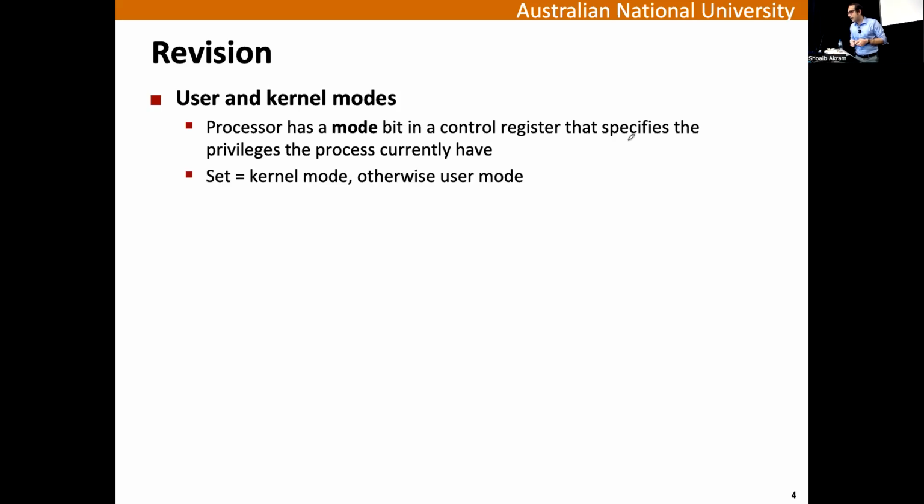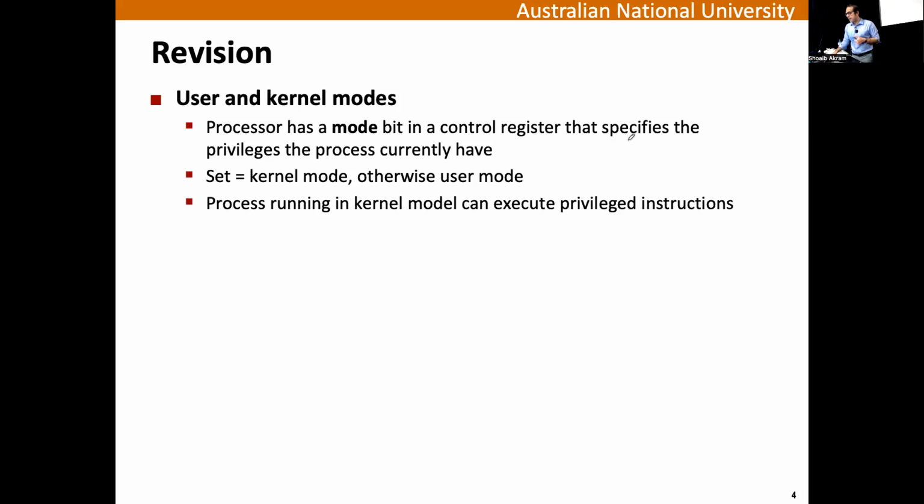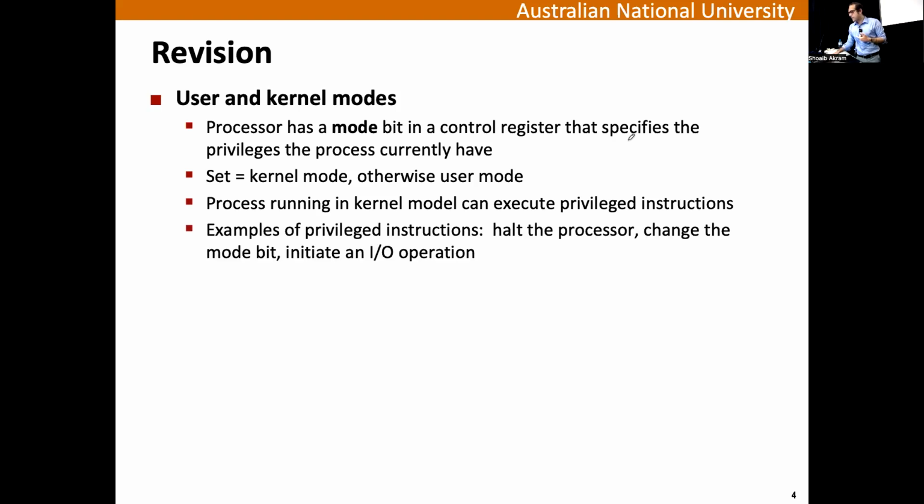So when this mode bit is set, the process is running in kernel mode. And when this mode bit is not set, the process is running in user mode. And so a process running in kernel mode can execute these privileged instructions, and these are the examples, as I was saying.